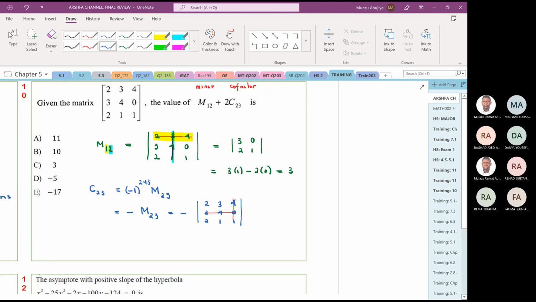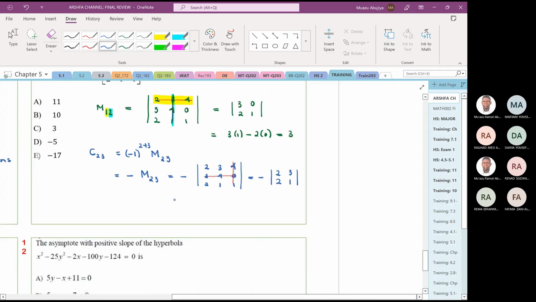So here now, this is going to be equal to, again, minus. We have the 2 by 2, 2, 2, 3, and 1. So now, what do we get? This is going to be equal to, we have minus outside. So 2 multiplied by 1, that is going to be 2, minus 3 multiplied by 2, that is going to be 6, which is going to be equal to minus 4. And then the result is going to be equal to 4.